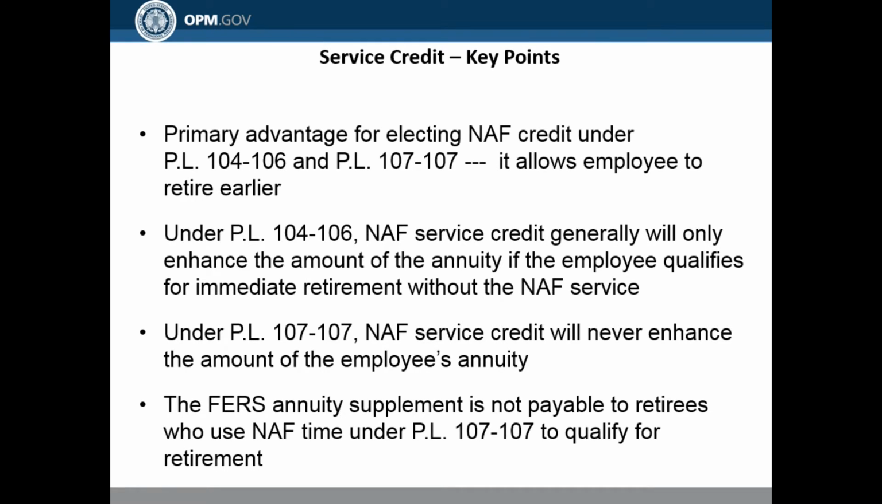And the FERS annuity supplement is not payable to retirees who use NAF under Public Law 107-107 to qualify for retirement, because they weren't eligible for the annuity supplement if they were using it for service credit under 107-107. They were using it only in the case where they were separating as a deferred retirement, but used the NAF service to qualify for an immediate retirement. Because they weren't eligible under the appropriated fund rules initially, this NAF time is not going to give them the annuity supplement.